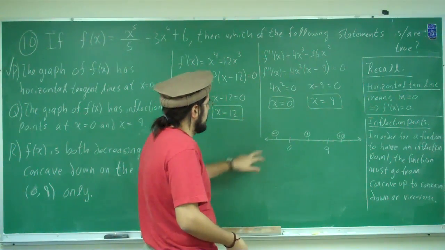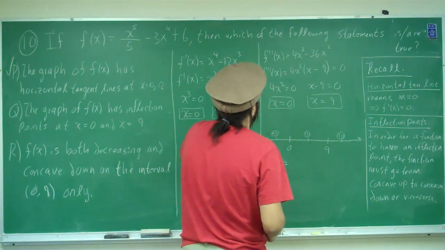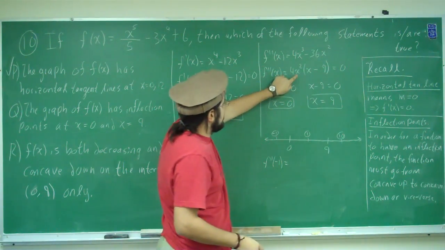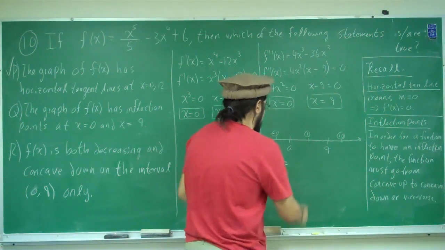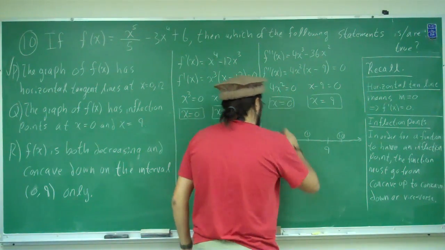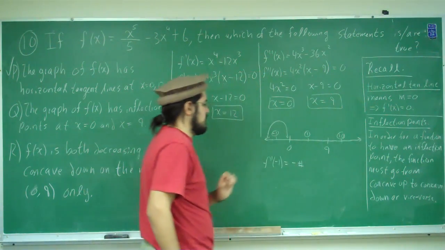Alright, so f double prime of -1. Is this a positive or a negative? Okay, that's going to be positive, but -1 minus 10 is negative, and negative times a positive is a negative, so that's a negative number. So that means this is concave down on -30.